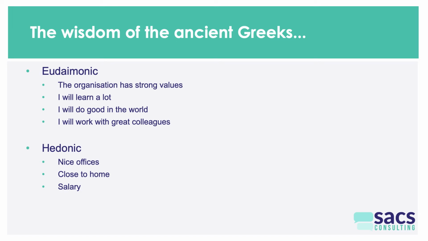The research suggests that hedonic benefits tend to be short-term in terms of their satisfaction, whereas eudemonic benefits, the longer term, the meaning and purpose things, tend to endure, and they tend to keep people working for you after the hedonic benefits. People have got used to it. It just doesn't matter that much anymore. So for really good candidates, eudemonic wins every time.